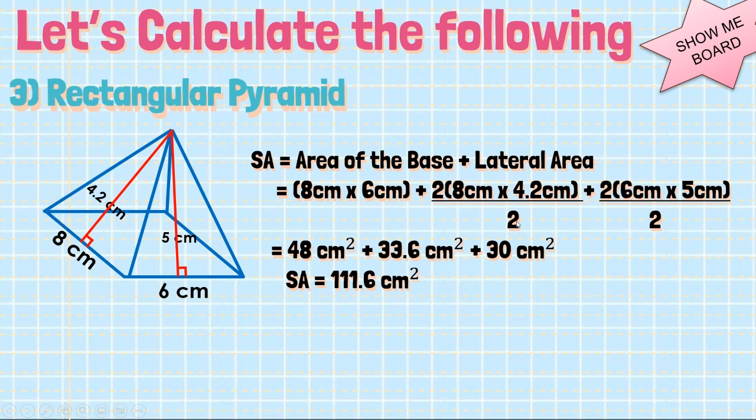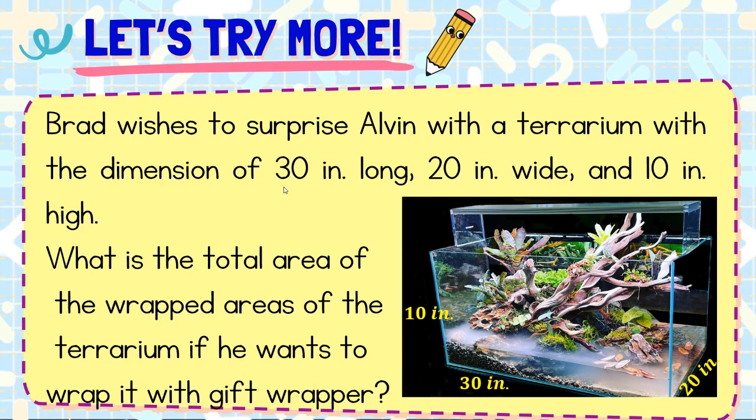So cancel 2, and then 8 times 4.2, the answer is 33.6 square centimeters. The other one is 6 times 5, divided by 2 times 2, cancel both 2s, and then 6 times 5, the answer is 30. Then add all together, and the surface area of the pyramid is equivalent to 111.6 square centimeters. Now, let's try more.